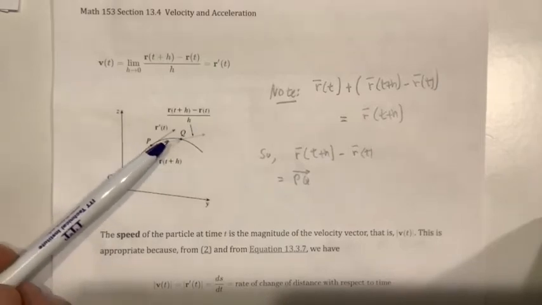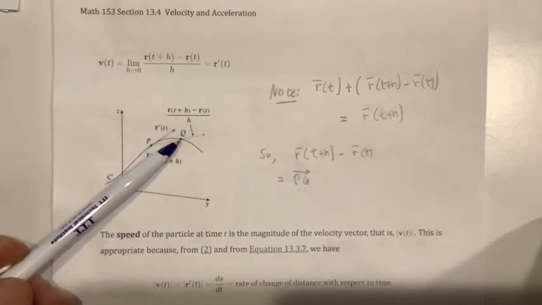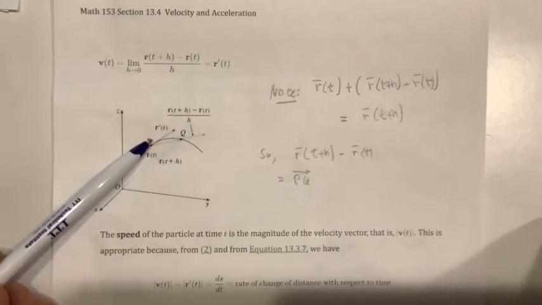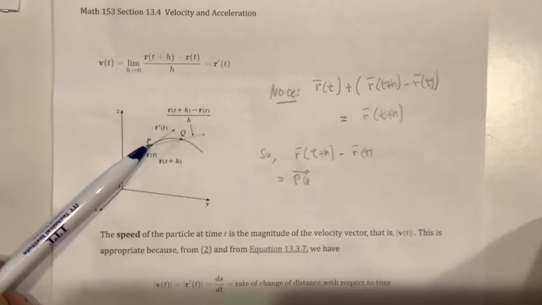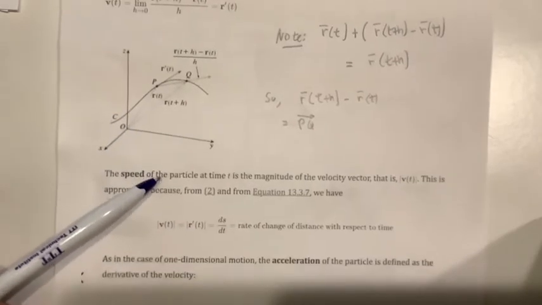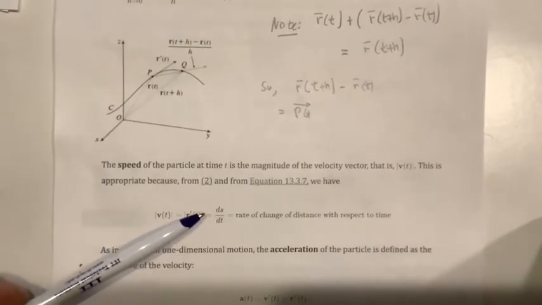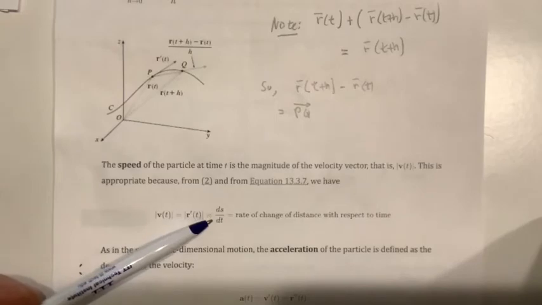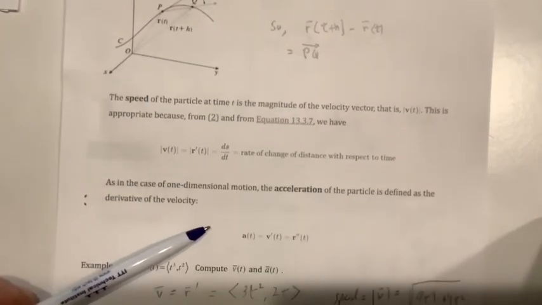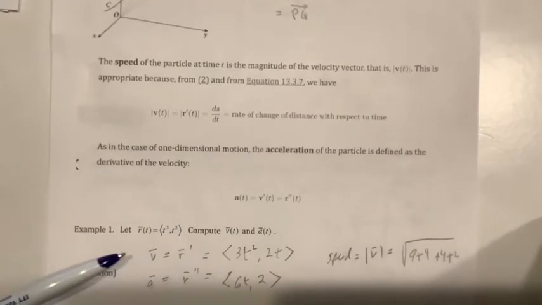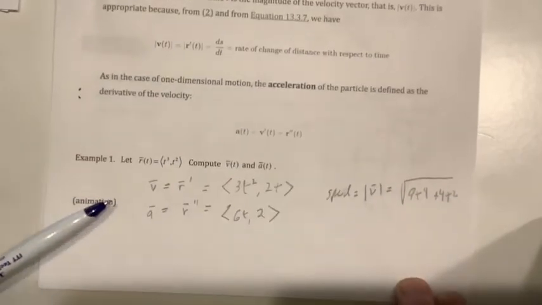Anyway, as h gets close to 0, this difference quotient vector gets closer and closer to r prime of t, which is the velocity vector tangent to the curve at p. And then the magnitude of the velocity vector is a function of t, which will give you the speed. The acceleration vector is the derivative of the velocity vector. Let's look at an example here.